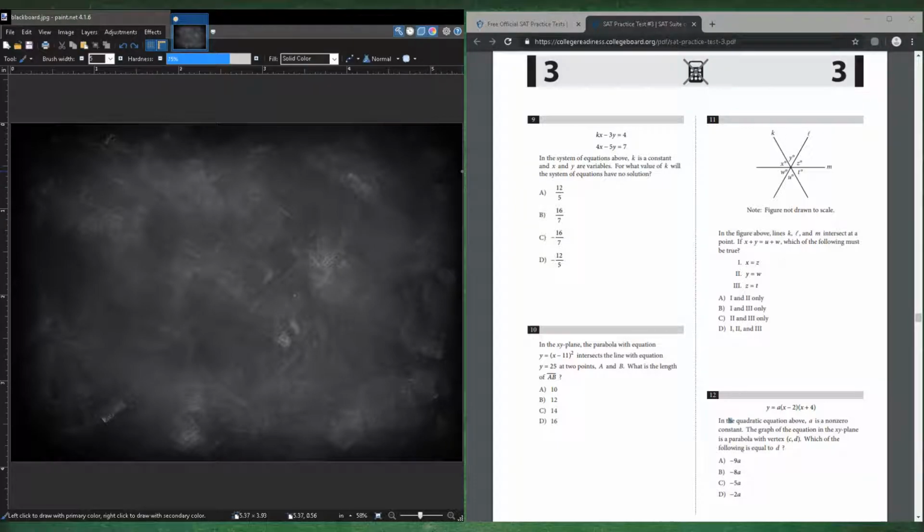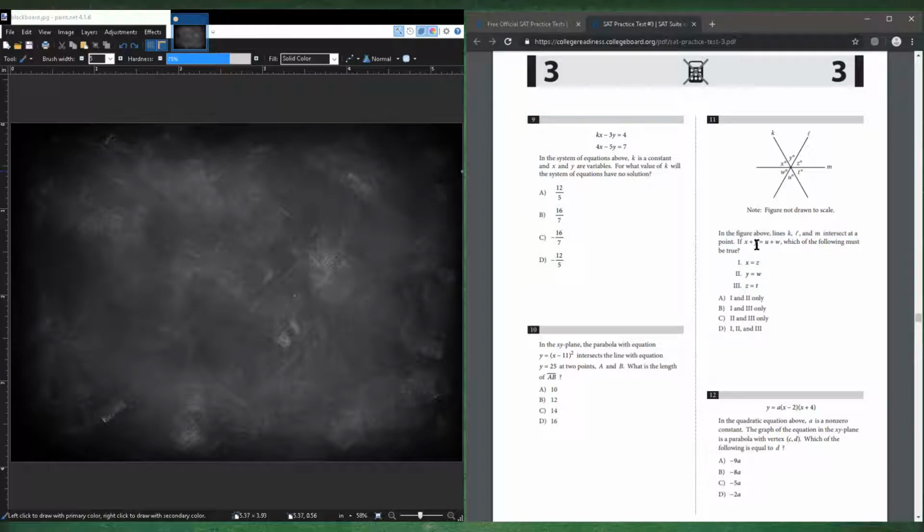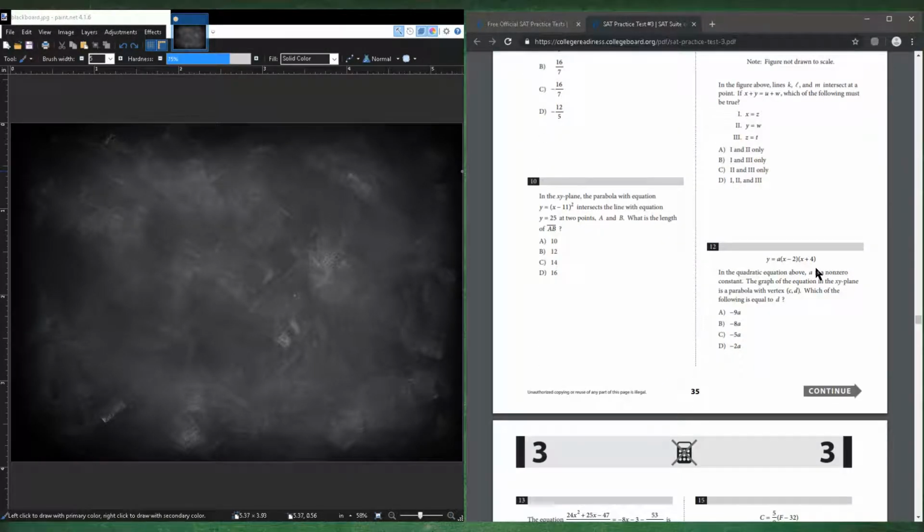Pretty easy. It might take a while, so it's one of the harder geometry questions. It's more of a proof than actually answering, so it just tests your knowledge.